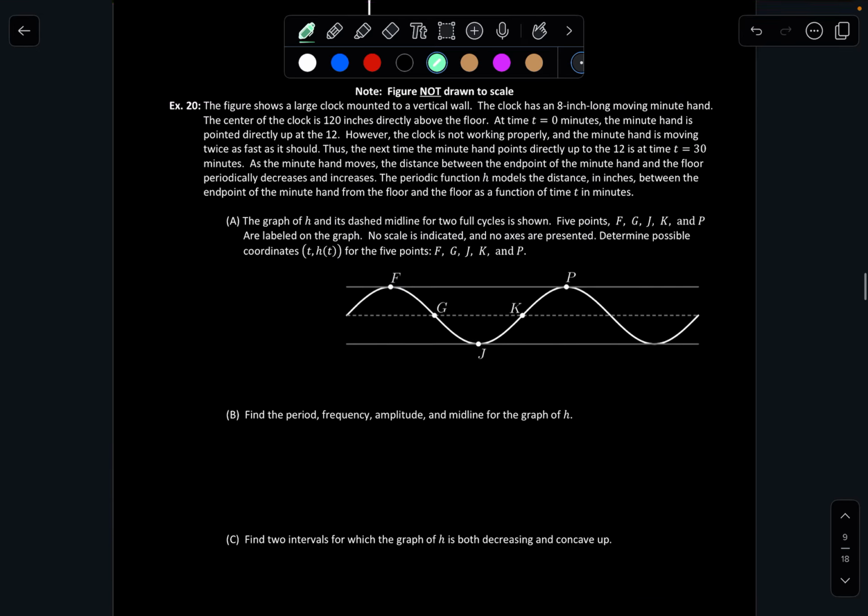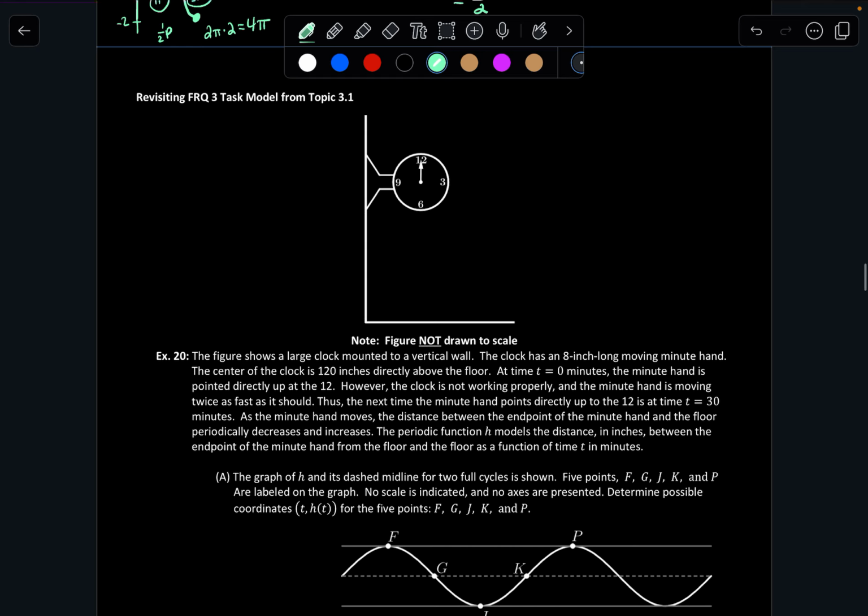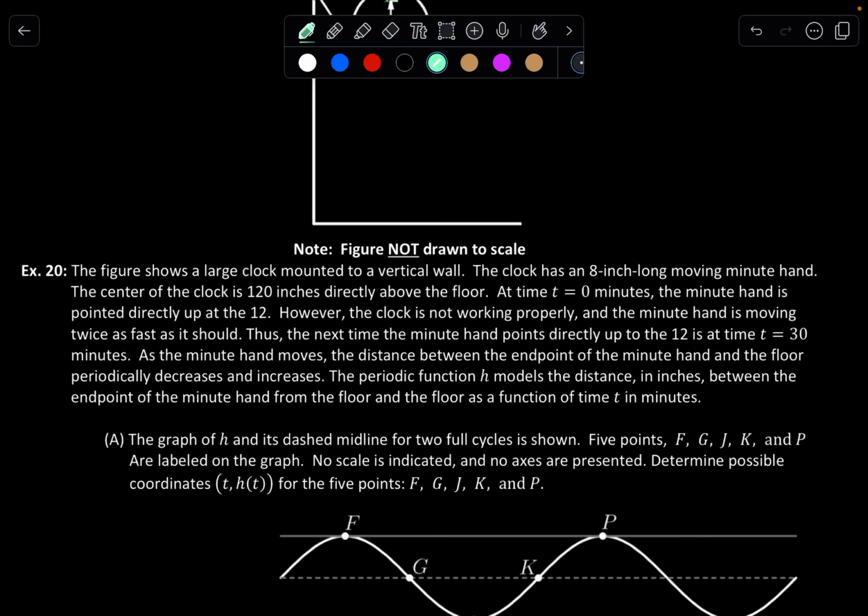Okay, so this is actually an FRQ model question, number 3 actually, from the AP exam. So I'm going to pause this and then, or you can pause it to read it if you want. I'm not going to read the whole thing. So if you want to read it real quick, go ahead and pause it. Otherwise, I'm going to move on to part A. So part A is saying the graph of H and its dashed midline for 2 full cycles is shown. 5 points, F, G, J, K, and P are labeled on the graph. No scale is indicated. No axes are present. Determine possible coordinates. Inputs are T, outputs are height for the 5 points, F, G, J, K, and P.